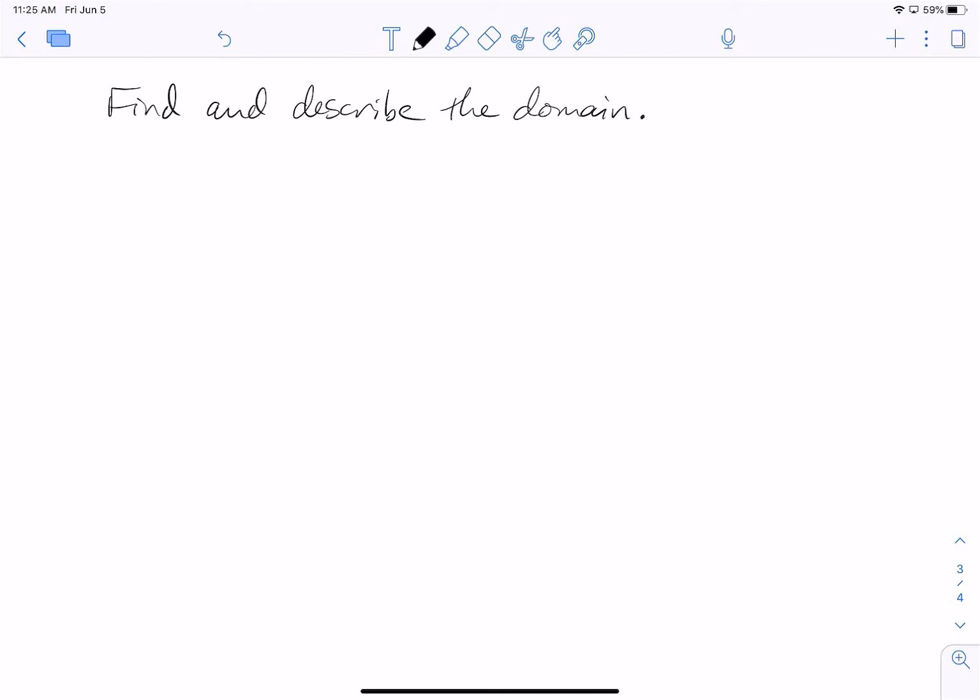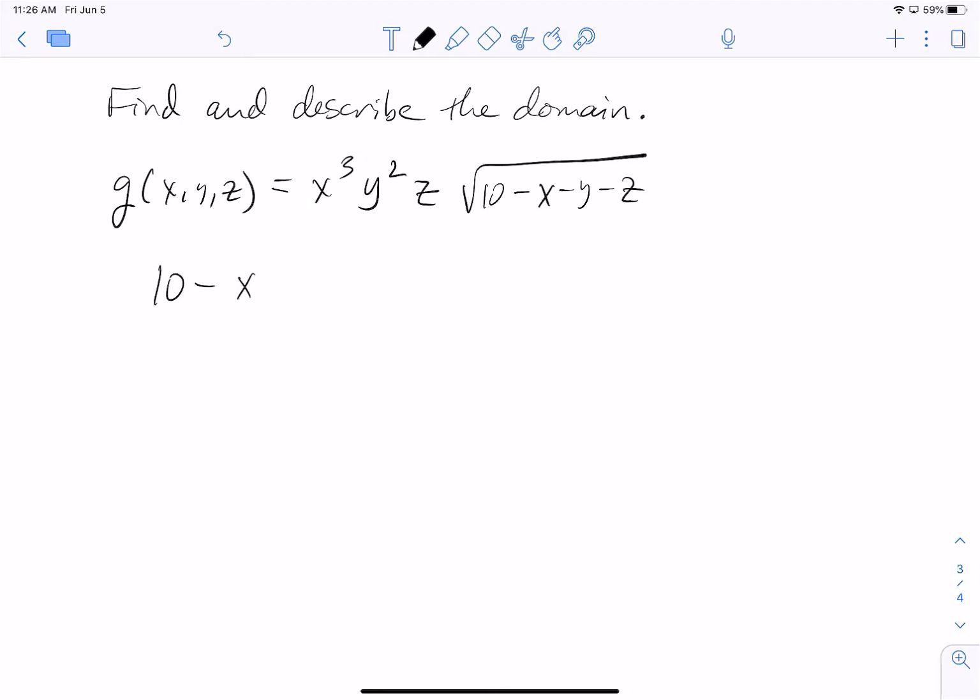We're asked to find and describe the domain of a function g of x, y, z that is given by x cubed y squared z times the square root of 10 minus x minus y minus z. Since we have a square root in this function, what we need is that 10 minus x minus y minus z, the radicand, is greater than or equal to 0, which means that x plus y plus z must be less than or equal to 10. And that in fact gives us our domain.